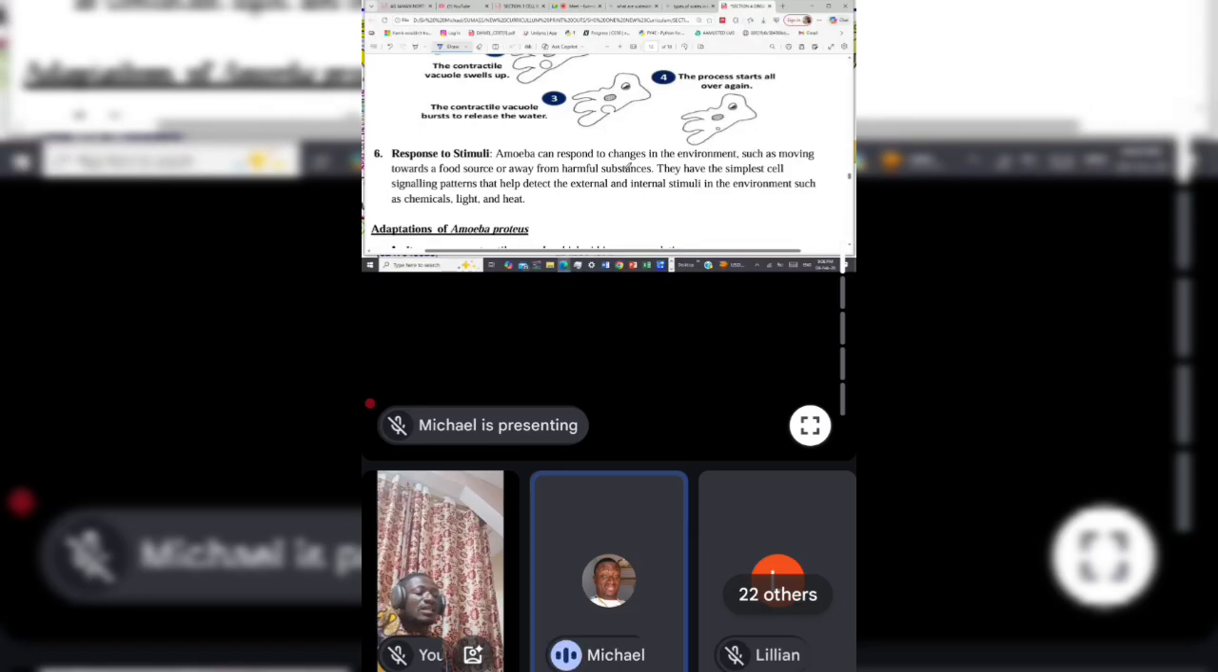They have the simplest cell signaling pattern, so they don't have a complex neural arc or neuron that will help in this pathway for sensory perception. Just a simple system for signaling. So it responds to chemicals, light, heat, and food by moving.